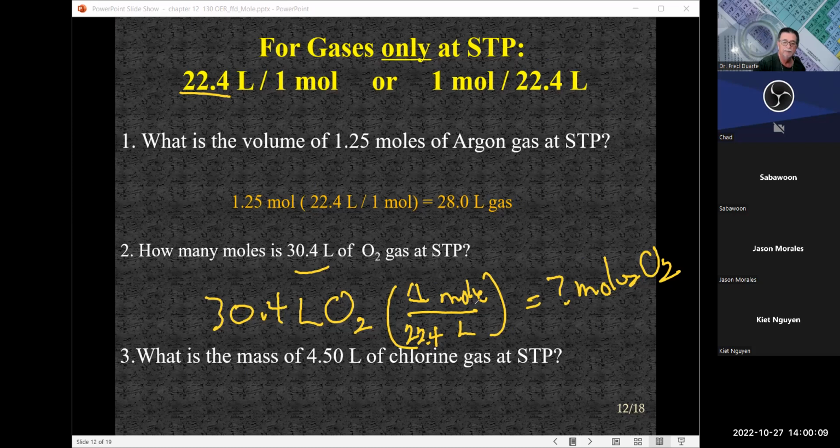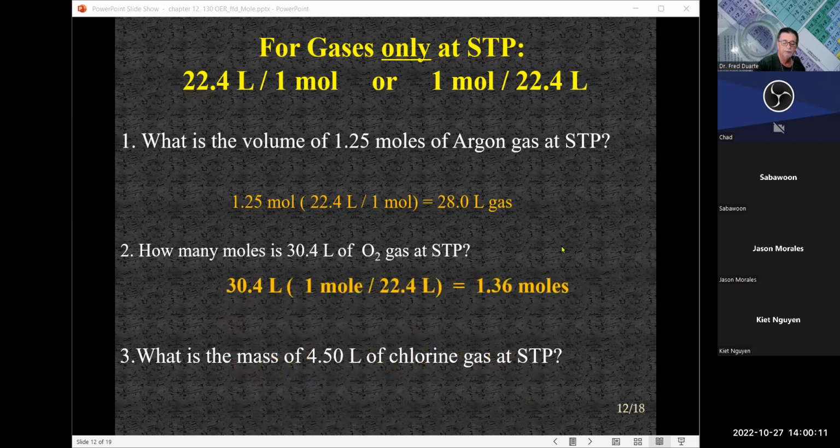And that is 1.36 moles of O2, which is consistent with the volume that you're given of 30.4 liters. So you can notice a little trend here, which also can help you when we're talking about atomic weights.